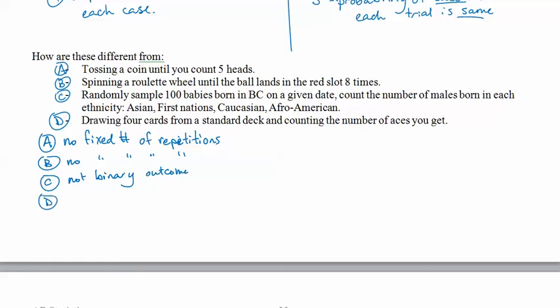And finally, D, drawing 4 cards from a standard deck and counting the number of aces you get. In this case, we did not do replacement, and so each trial is not independent. It will depend on what card you drew the last time or previous times.